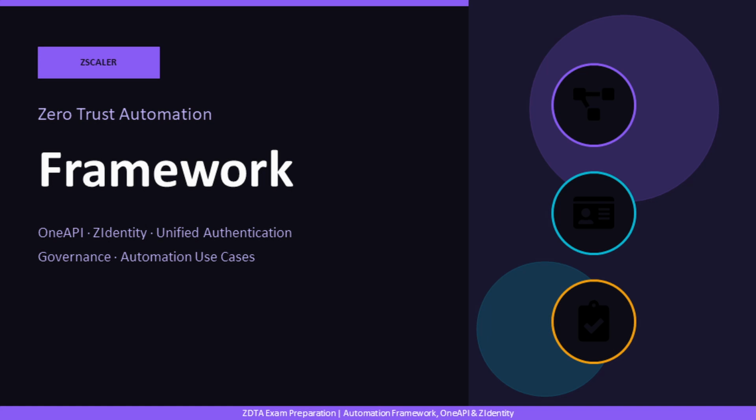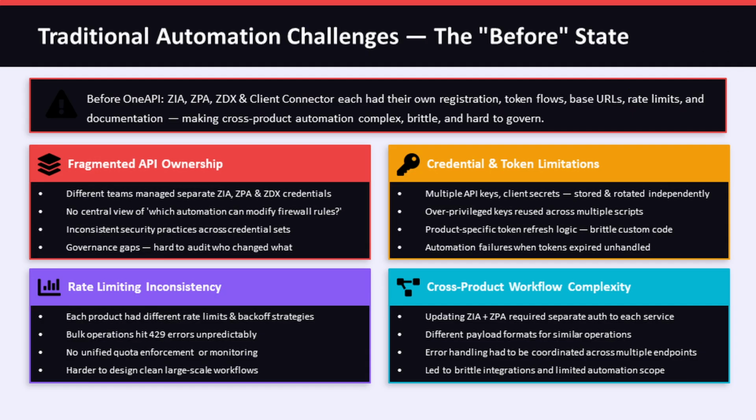We'll trace the complete journey from the fragmented before state through the unified solution and how One API works, into API client management, secure workflow design, automation use cases, governance best practices, and a side-by-side comparison of the old world versus the new. By the end of this module, you'll be equipped to answer exam questions that ask you to reason about automation design choices, troubleshoot authentication failures, and explain how zero trust principles apply to machine identities, not just human users. Before we appreciate the solution, we need to understand what problem it solves.